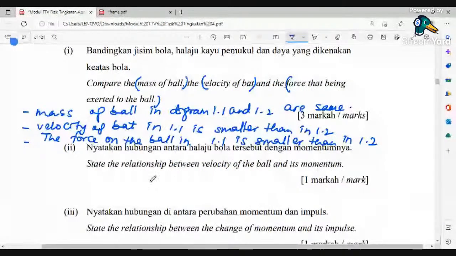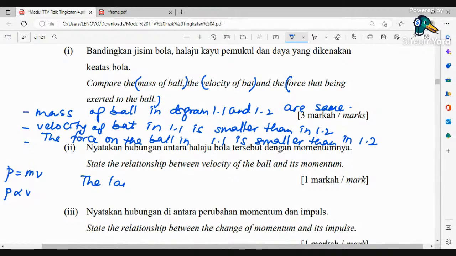Okay, state relationship between velocity and momentum. Okay, momentum P equals to mv. P dengan V ialah directly proportional. So means the larger the velocity, the larger the momentum.